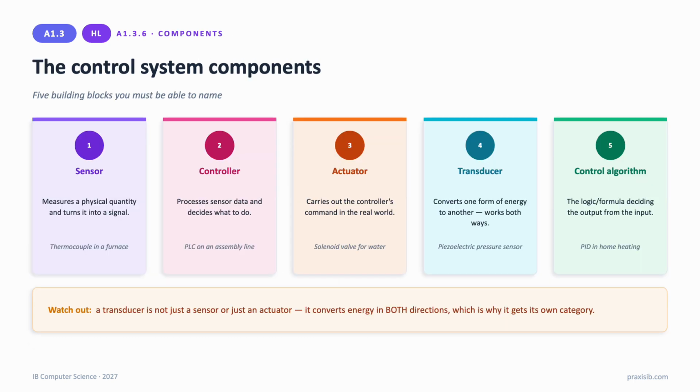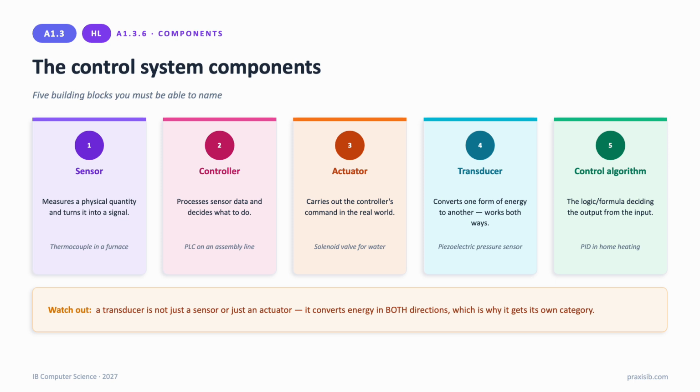Still on the higher level topic, let's name the 5 building blocks that make up a control system, because the exam will expect you to use the proper terms. First, the sensor. A sensor measures a physical quantity, temperature, light, pressure, motion, and turns it into a signal the system can use. For example, a thermocouple measuring the heat inside a furnace. Second, the controller. The controller is the brain. It takes the sensor data and decides what to do.